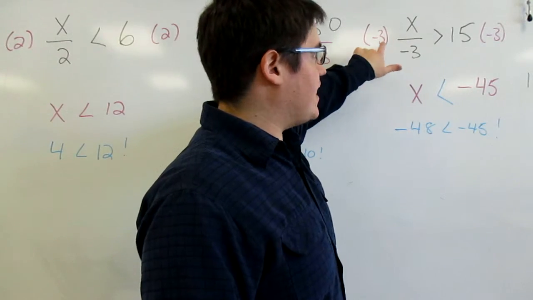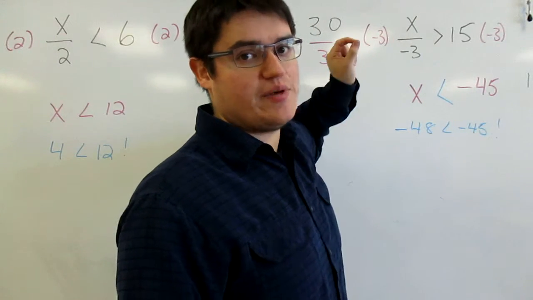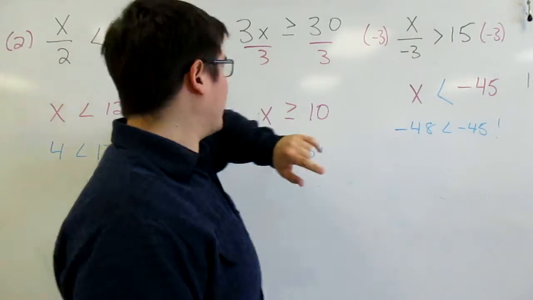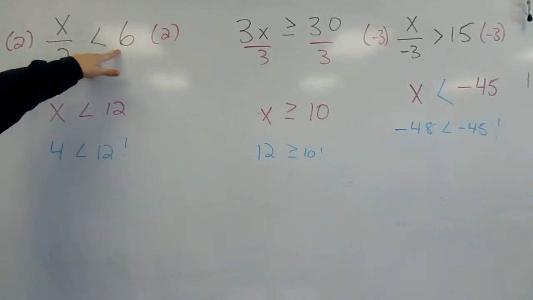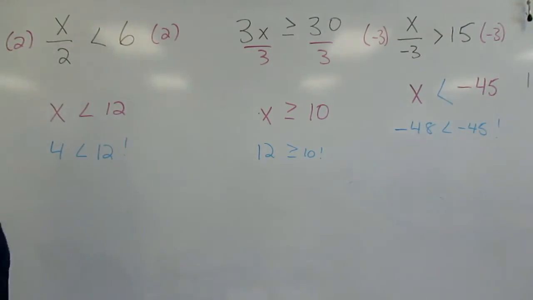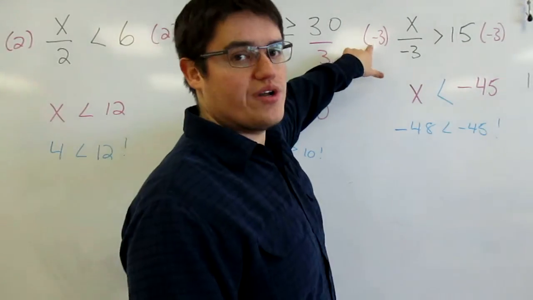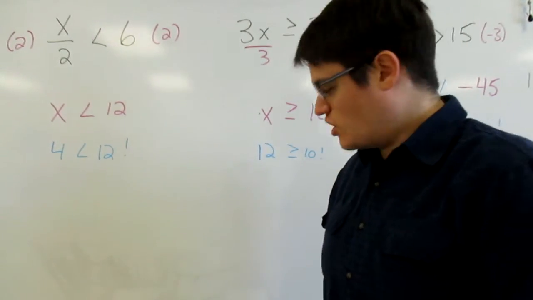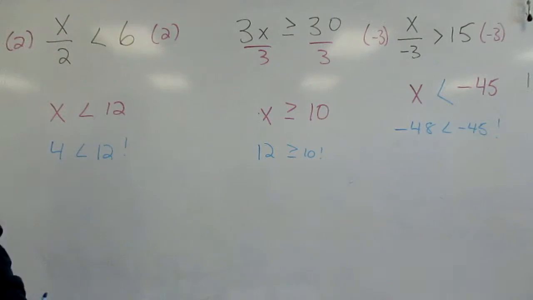And like I said, the number that we're dividing or multiplying by has to be negative. If this 15 were negative, well, we kind of run into this case here. If this were negative, it's not going to change anything. It matters what we're dividing or multiplying by. Okay. So let's try two more.